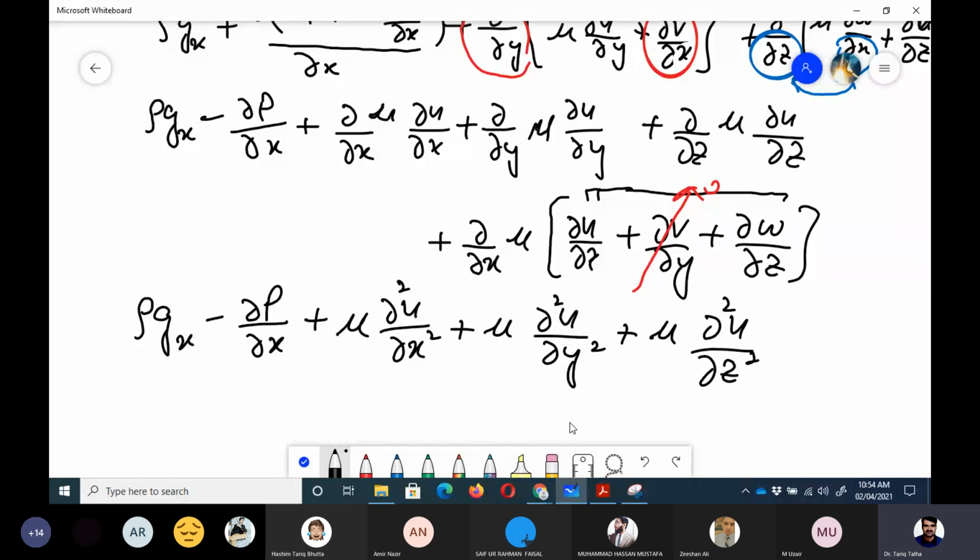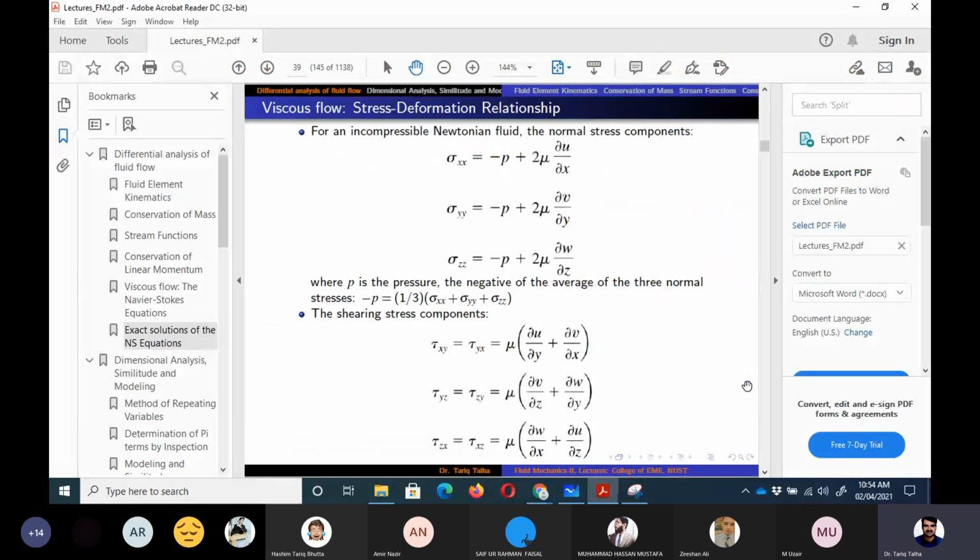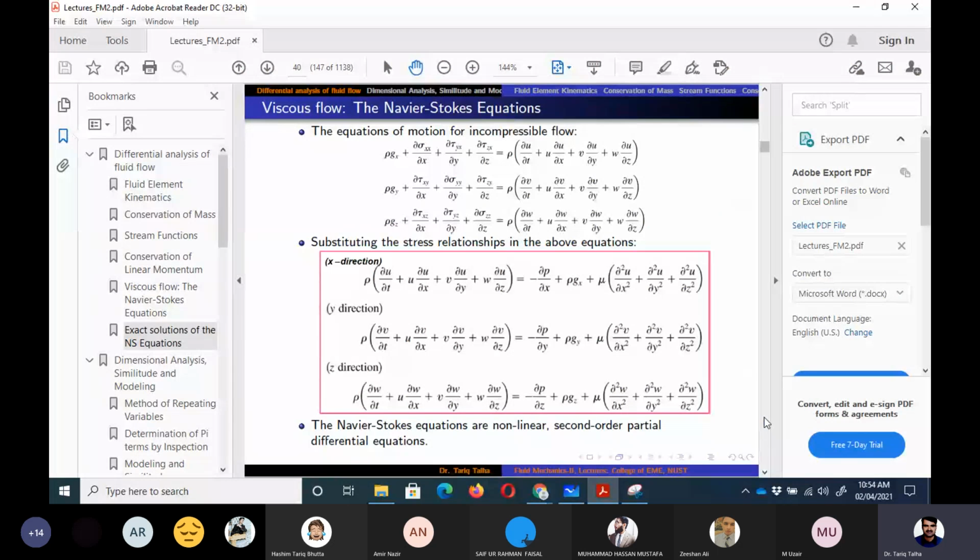Now if you see on the slide, we have got a similar kind of relation. Once we put the stress values, then we can write the Navier-Stokes equation in the x direction, that is mu into partial squared u upon partial x squared plus partial squared u upon partial y squared plus partial squared u upon partial z squared. Now, once we have derived this equation, we know that this is a non-linear, second order partial differential equation, because we have got a second differential term here.